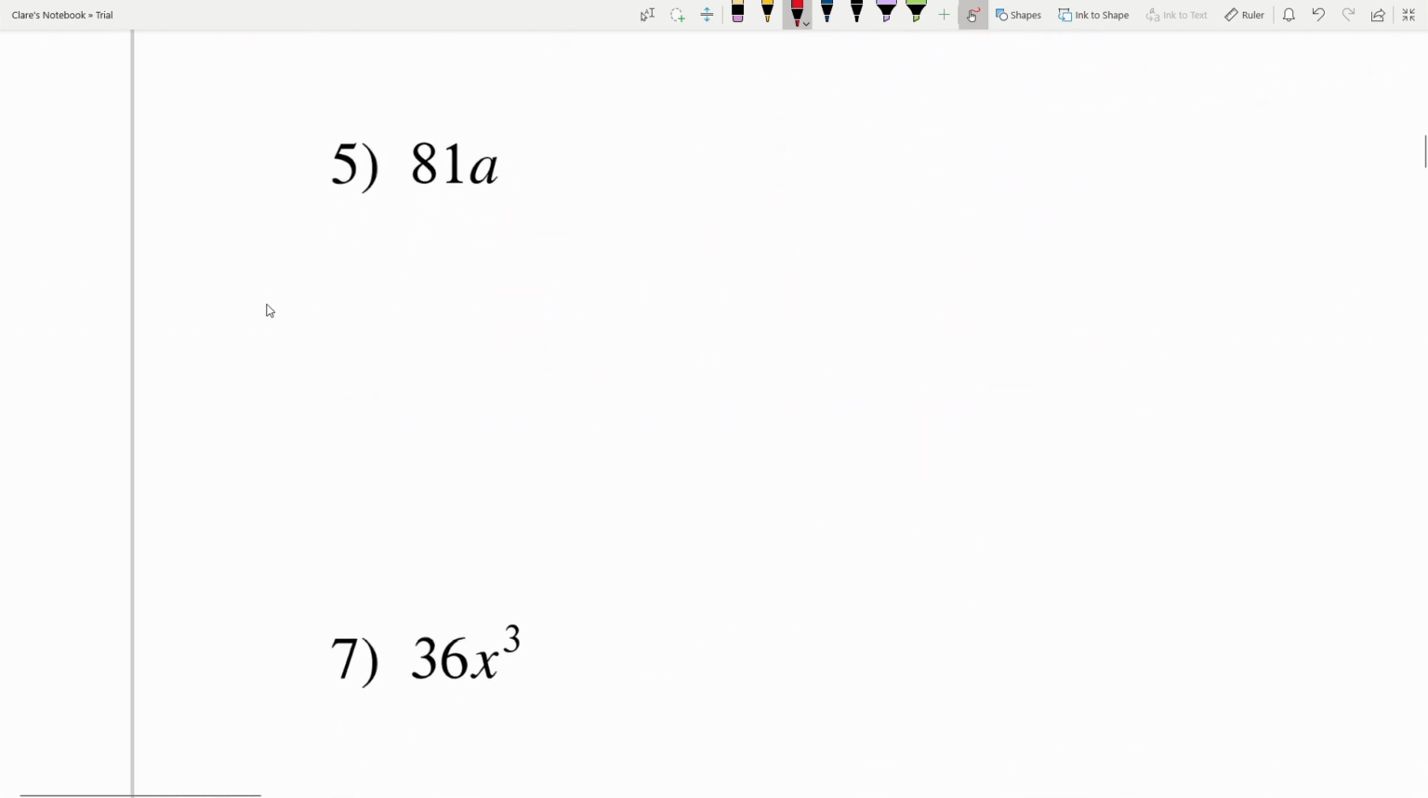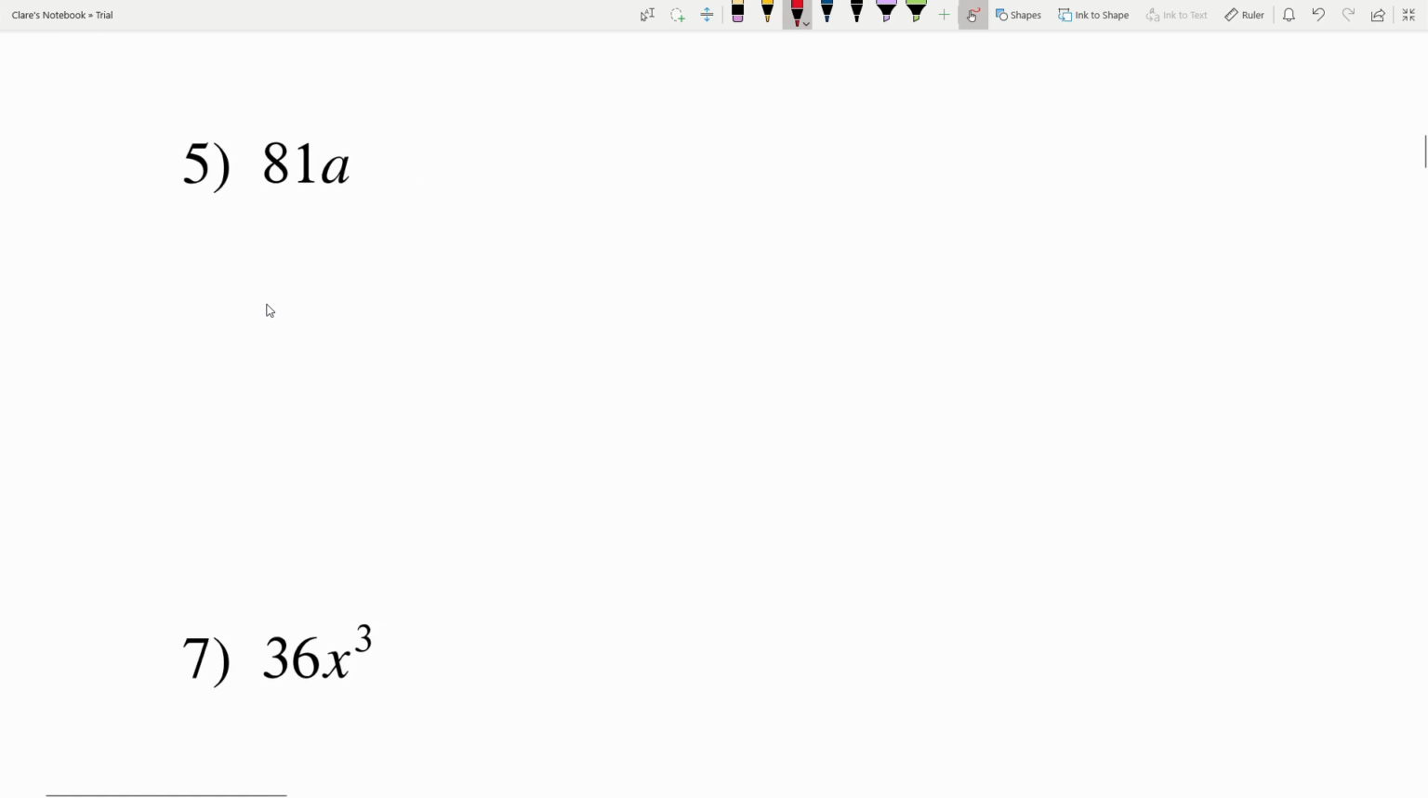Now in number 5, we have 81a. And 81 I know is 9 times 9, so I'm going to rewrite that to make this problem easier. So I have 9 times 9 times a. Now I didn't pull out any prime factors yet, I just simplified down to make finding the prime factors easier. Neither of those 9s are prime, but a is itself as a variable, so we'll leave that a.